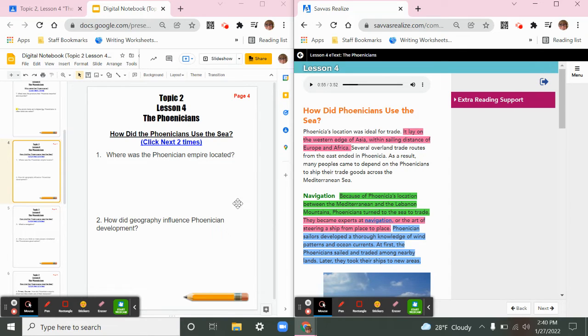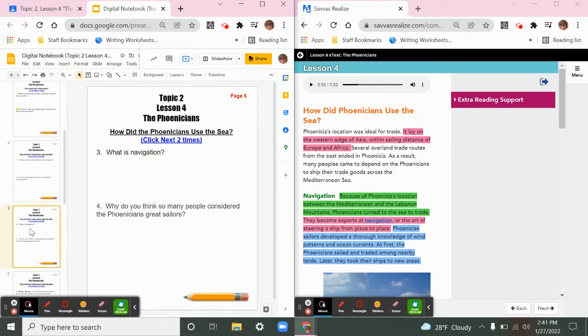So, question number 2, slide number 4. How did geography influence Phoenician development? You'll be able to find that answer in this green highlighted area here. So pause the video if needed. So now you can move on to slide number 5. On slide number 5, we have question number 3, which is, what is navigation? You can find that in the pink highlighted area. Take a moment to get that answer down. Pause the video if needed.